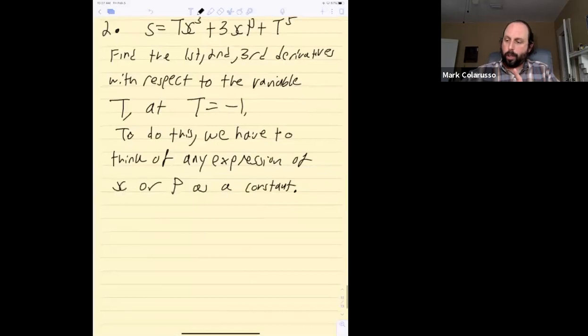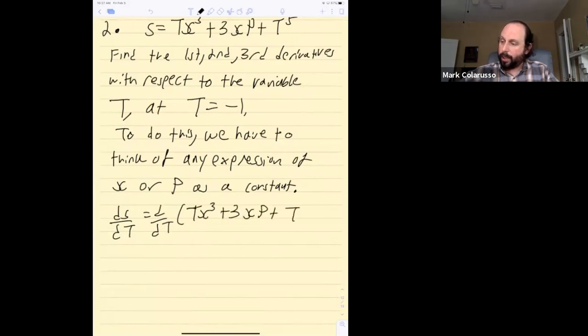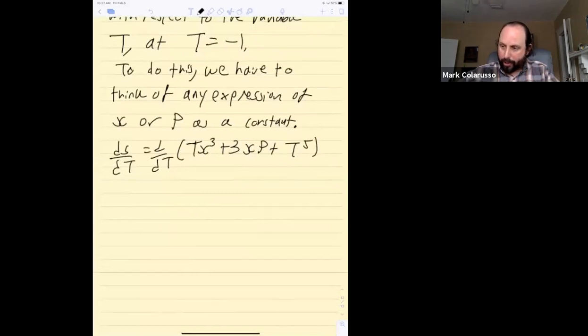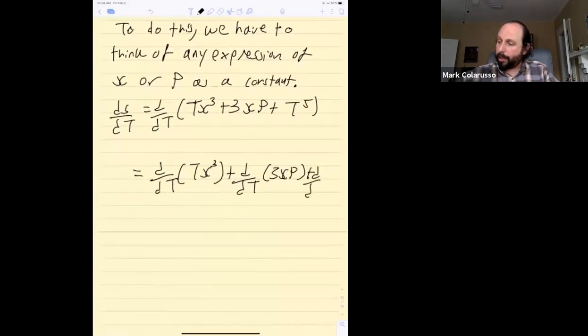So I'll use the Leibniz notation. So d by dT of T x cubed plus 3xp plus T to the 5th. Okay, so go back to basics. We use the sum rule. So the derivative with respect to capital T of the quantity T x cubed, plus the derivative with respect to capital T of 3xp, plus the derivative with respect to capital T of T to the 5th.